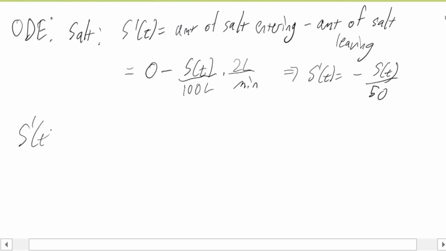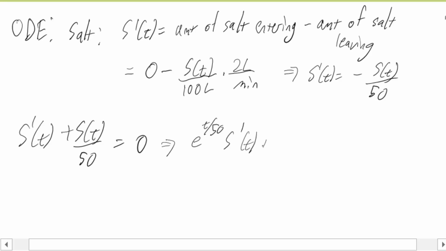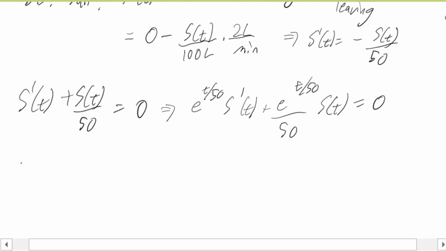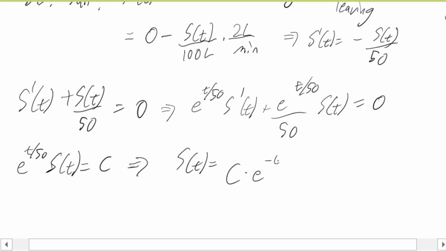So once you have the differential equation set up, it's not too bad to solve. It's just S prime equals negative S over 50. And so this is a linear first order ordinary differential equation. We just multiply by our integrating factor e to the t over 50. And then integrate both sides. And we should just get S of t times our integrating factor is equal to some constant. And so S of t is equal to some constant times e to the negative t over 50.